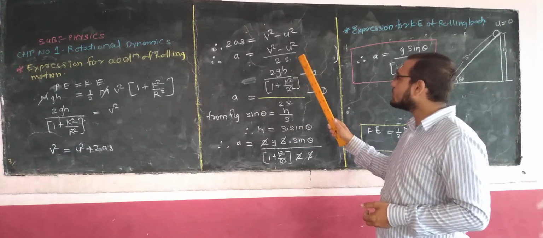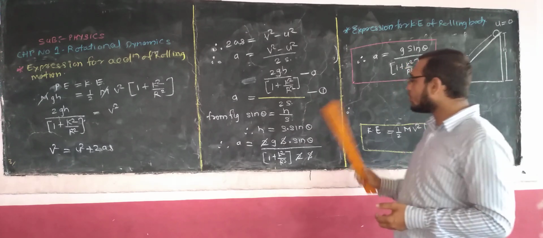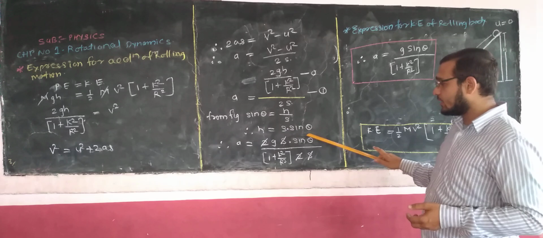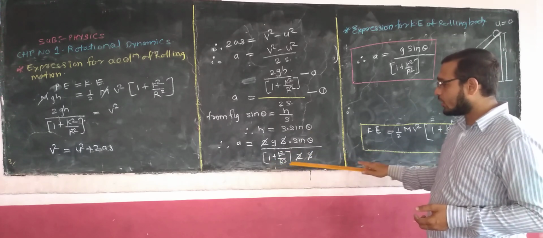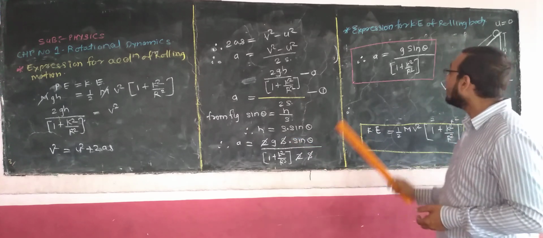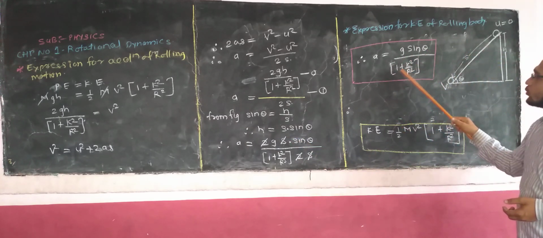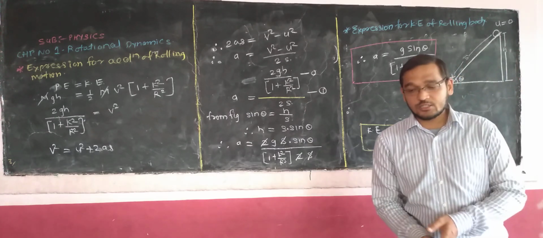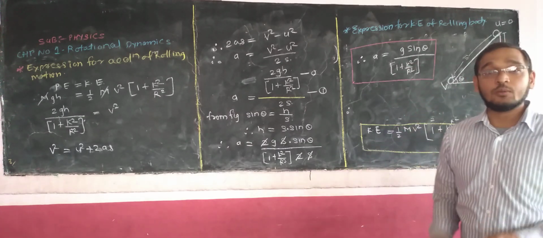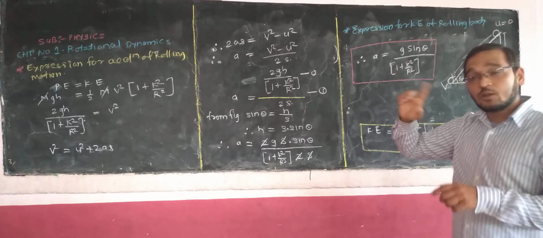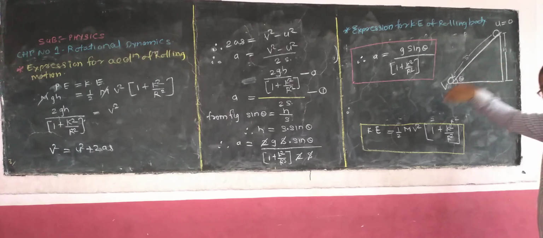I substitute this value here. So we get 2g, h is s sine theta, upon 1 plus k square upon r square into 2s. Now 2 and s get cancelled. What remains is g sine theta upon 1 plus k square upon r square. This is the expression for acceleration of a body performing rolling motion. Understood? Note down.